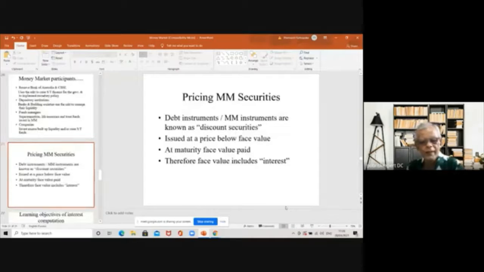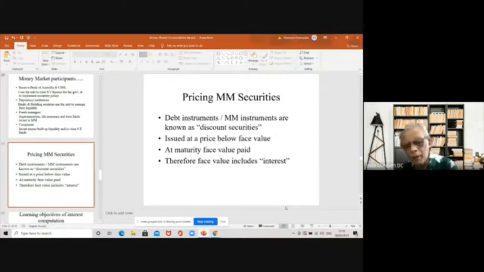Pricing money market securities. Debt instruments, money market instruments are known as discount securities, issued at a price below face value. At maturity, face value is paid. Therefore, face value includes interest.